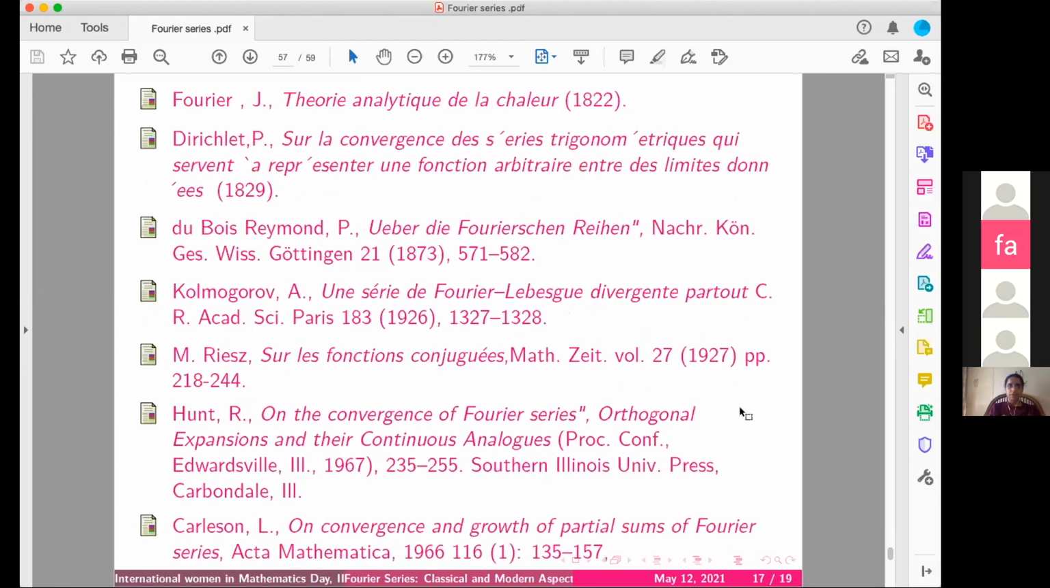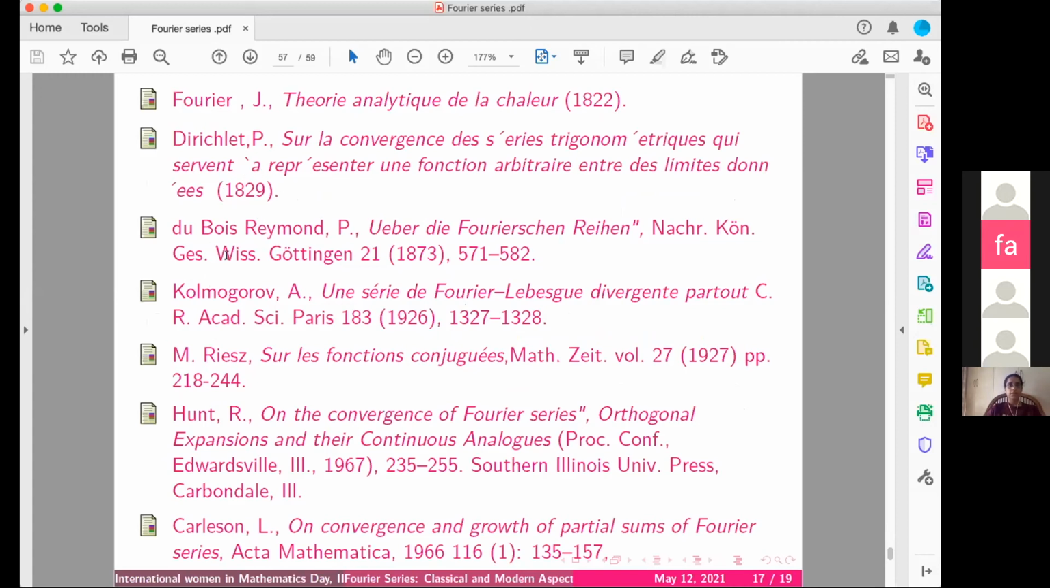So let me go through the references which I mentioned. The first one is the book which Fourier wrote, called The Analytic Theory of Heat, in 1822. And then here is where Dirichlet proved the first convergence of Fourier series.